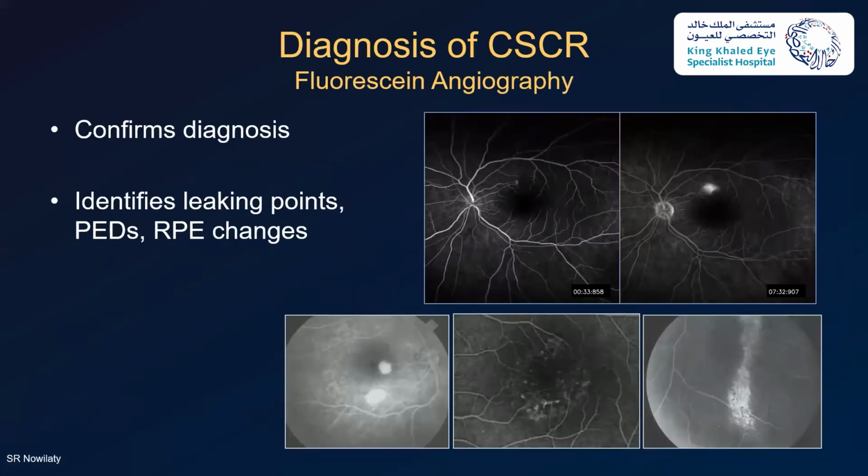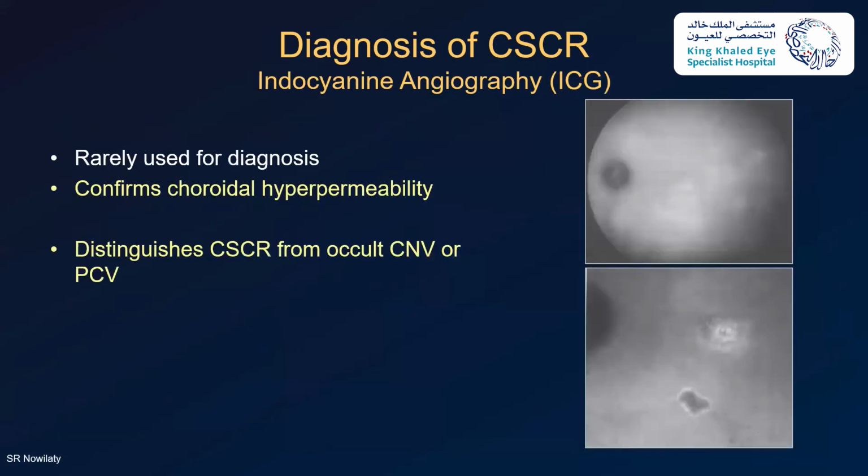The fluorescein angiogram will just confirm the diagnosis for you. It will show you the hot spot, as I showed you right there. And sometimes it will show you just the PEDs, and then sometimes it will just show you the sequela of chronic central serous, which is the track and the RPE changes.